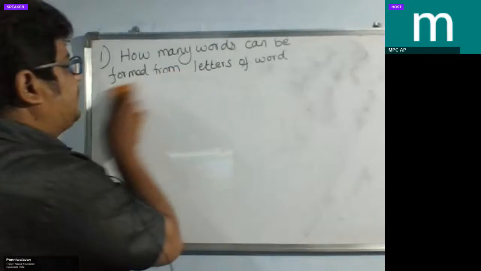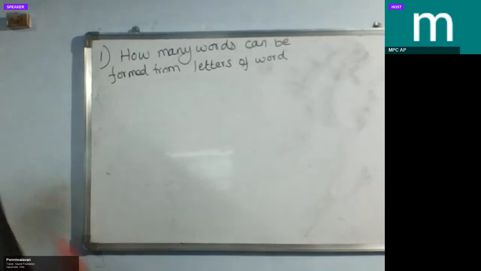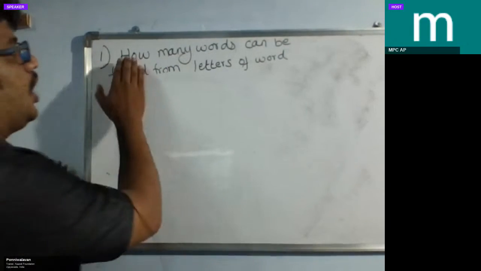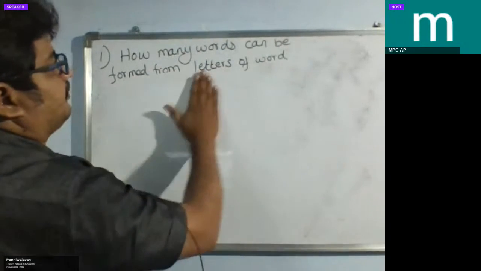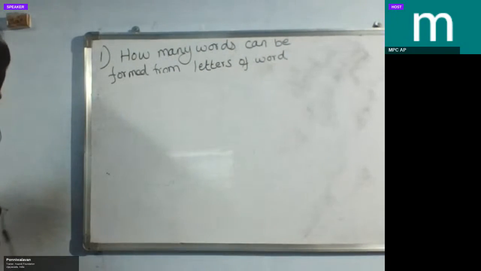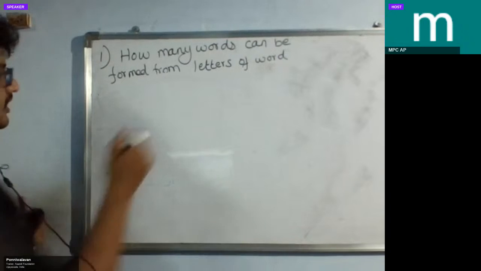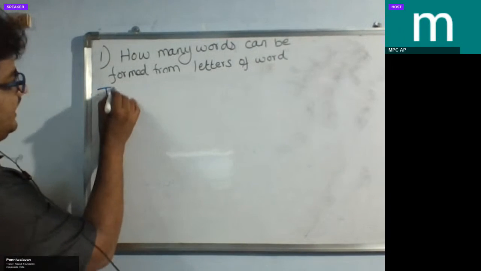Then fast. We need to cover at least 2 more methods. How many words can be formed from the letters of the word? We'll start with tiger.